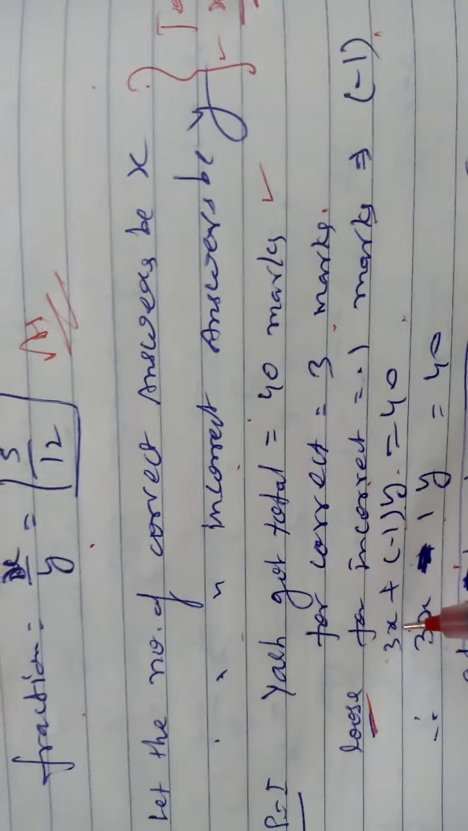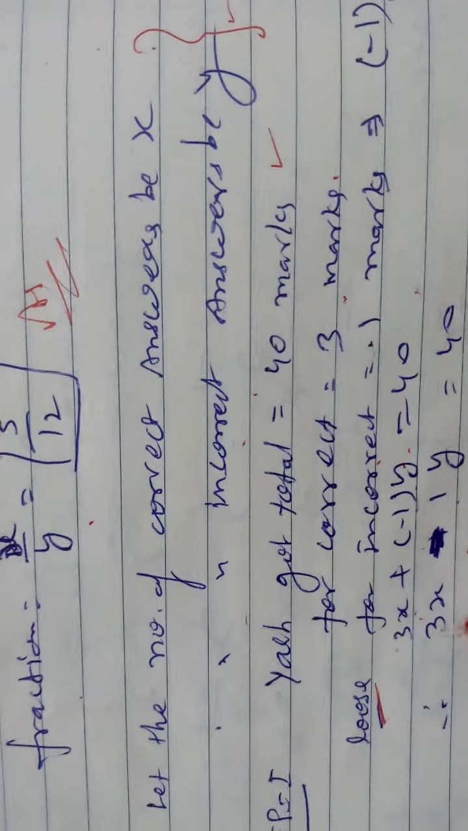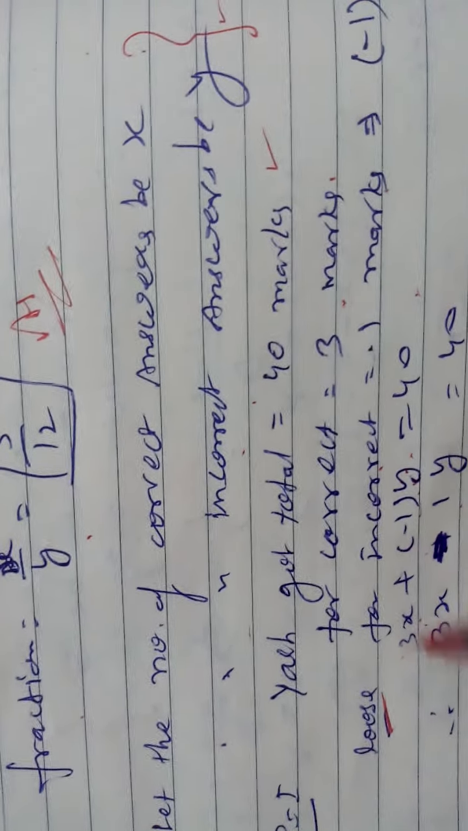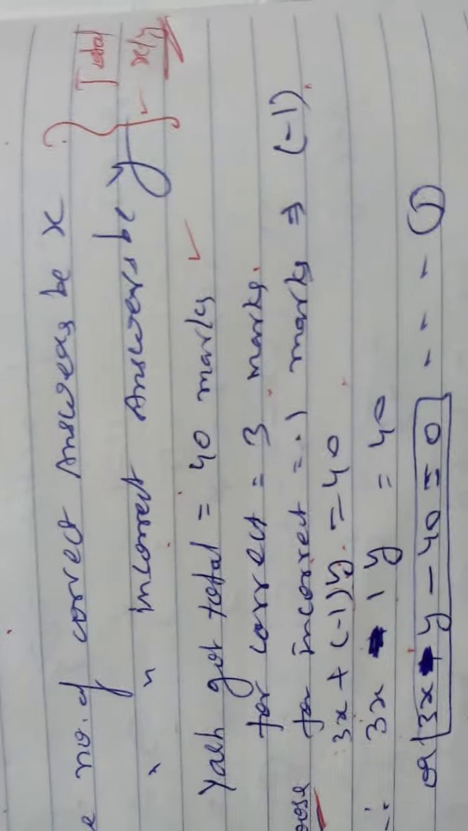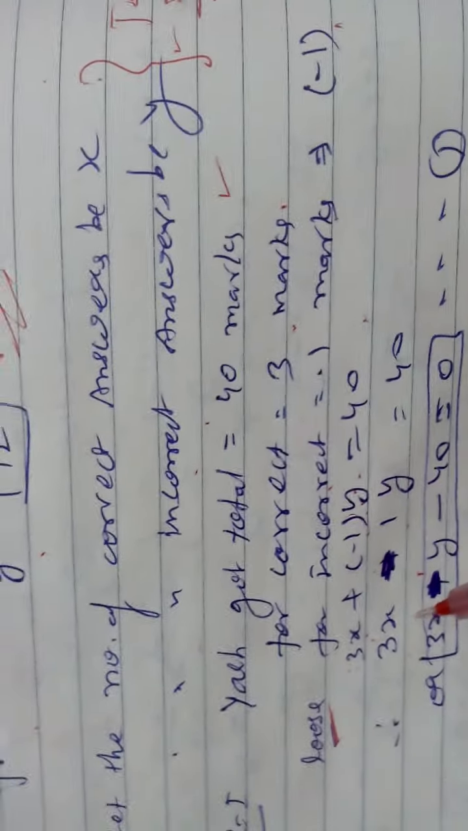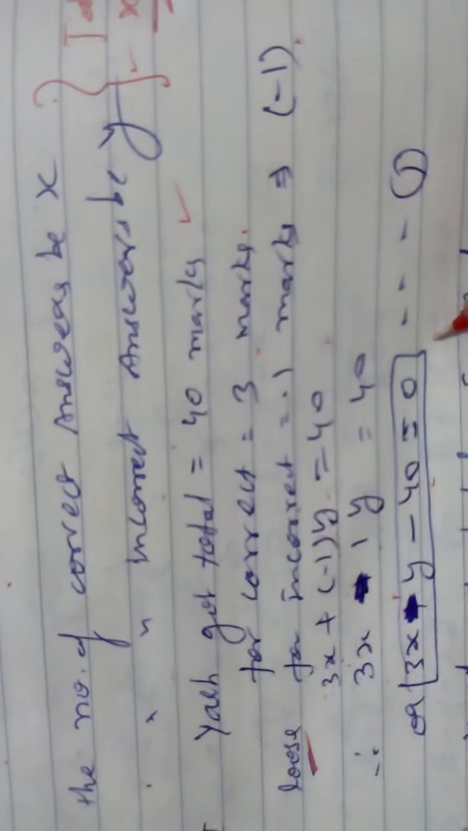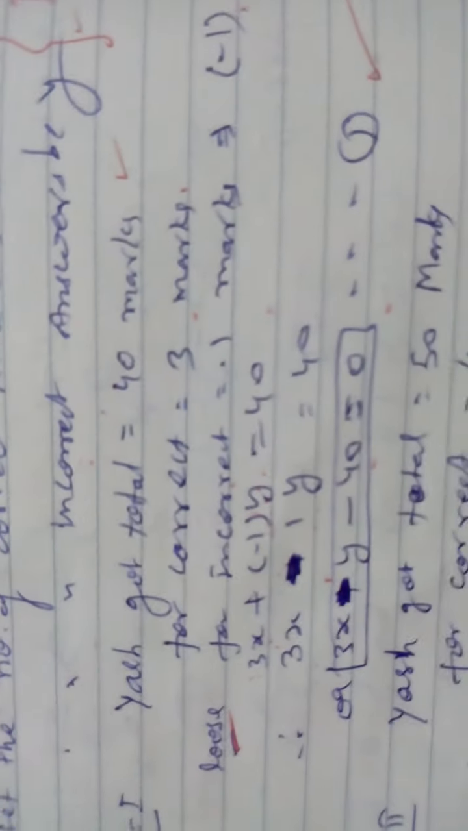It is the correct answer marks, it is the wrong answer mark. Total means positive sign, and it is a negative. Use the integer form here. This type of question is given in class 8 also. 3x minus y minus 40 is equal to 0. It is your equation number 1.